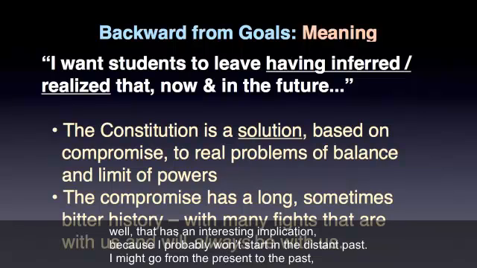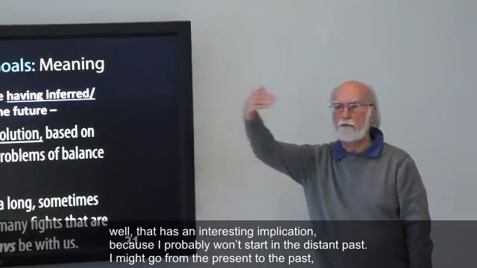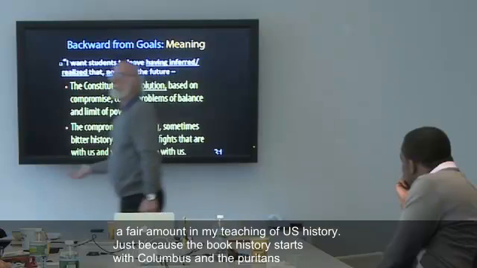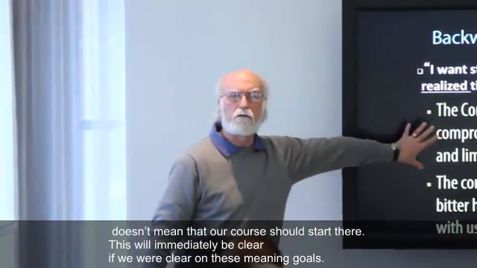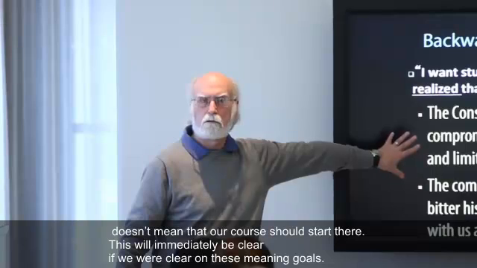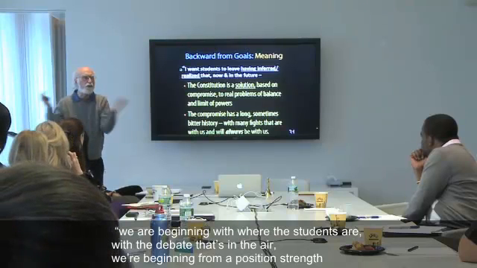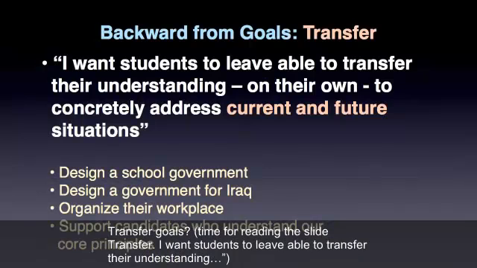Well, that has an interesting implication because I probably won't start in the distant past. I might go from the present to the past a fair amount in my teaching of U.S. history. Just because the book starts with Columbus and the Puritans doesn't mean our course should start there. This would immediately be clear if you were clear on these meaning goals. We're beginning with where the students are, with the debate that's in the air. We're beginning from a position of strength because the students have some knowledge. You start with the Puritans. Who the hell knows anything about the Puritans, and who cares? Transfer goals? Make sense?